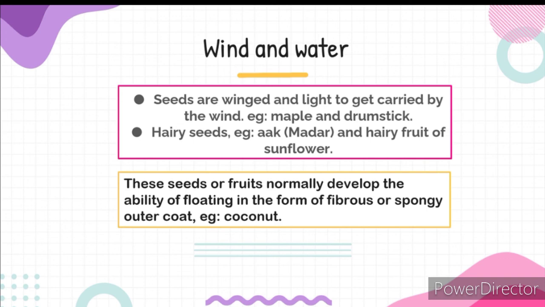Now, in another case, water, what is going to happen? These seeds or fruits normally develop the ability to float, in the form of a fibrous or spongy outer coat. For example, coconut. They have the ability to float. They are actually not going to sink. So this is for the water.